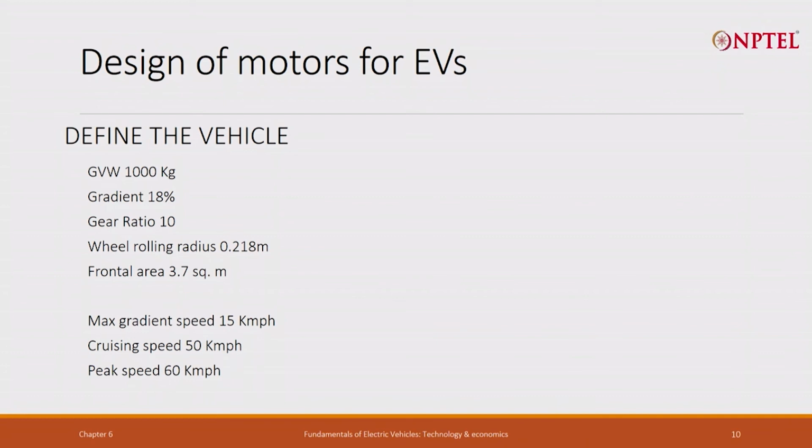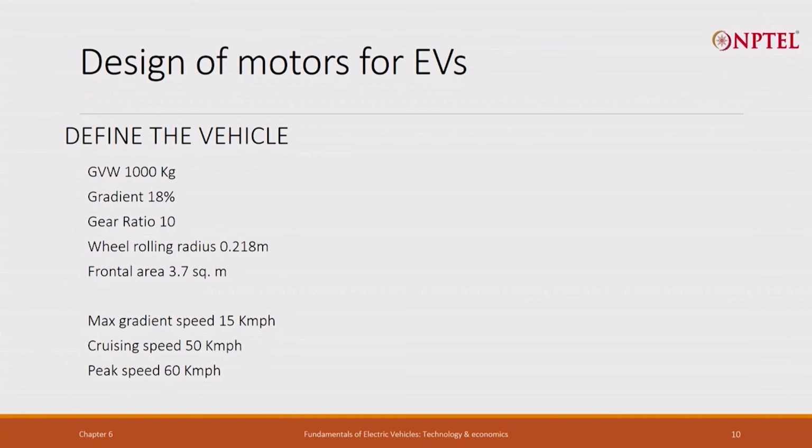So what is that called? Payload. So the sum of the curb weight and the payload together is the gross vehicle weight, but as far as the motor is concerned, it does not care whether it is the payload or the curb weight, everything is a load, and the total load is what the motor should overcome. So I have just put what the gross vehicle weight is, and it must be capable of going up a gradient of 18%.